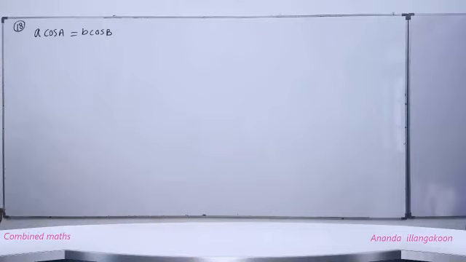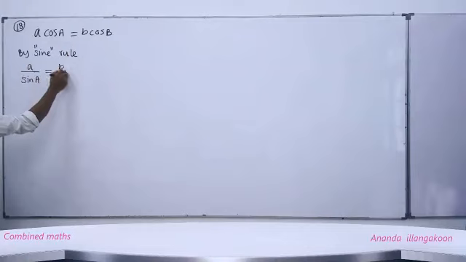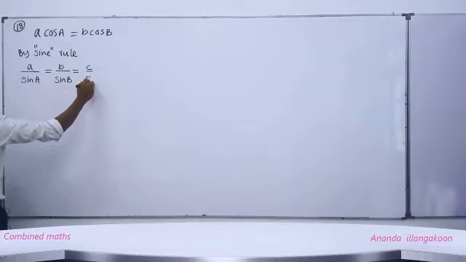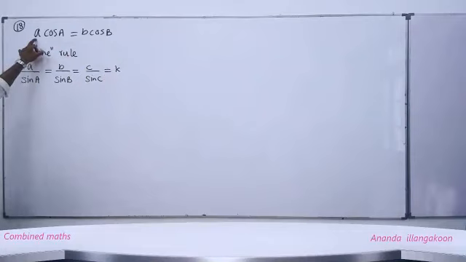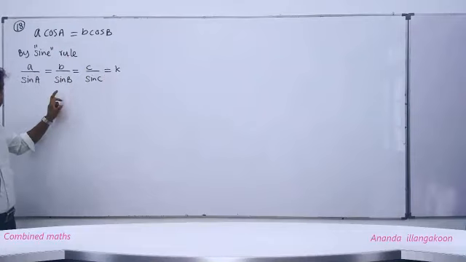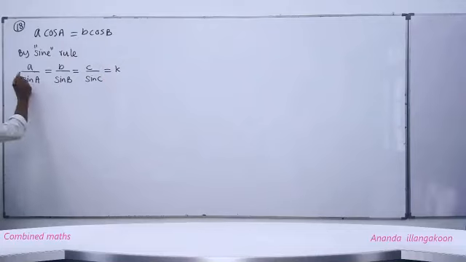What I do here is use the sine rule. By the sine rule, I can write a upon sin A is equal to b upon sin B is equal to c upon sin C. I am going to take this as k. But I need a and b as the subject by the sine rule.